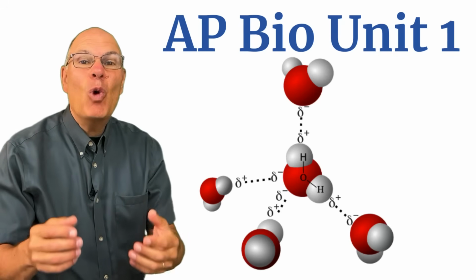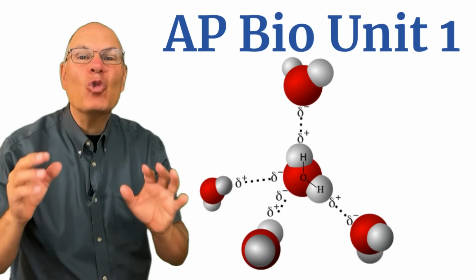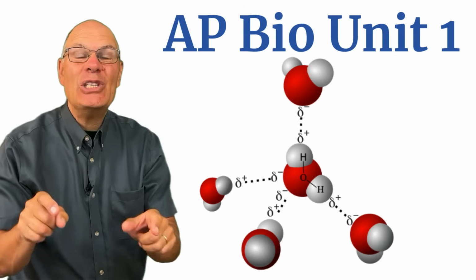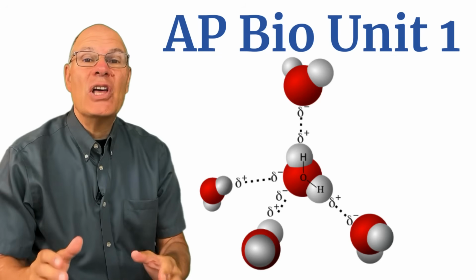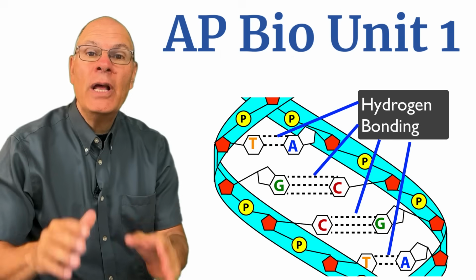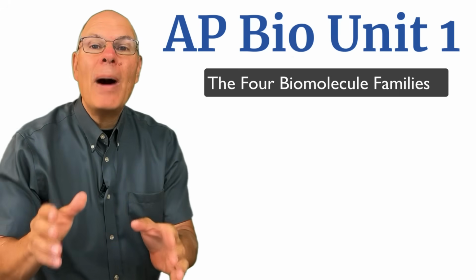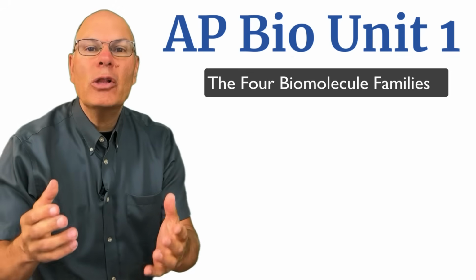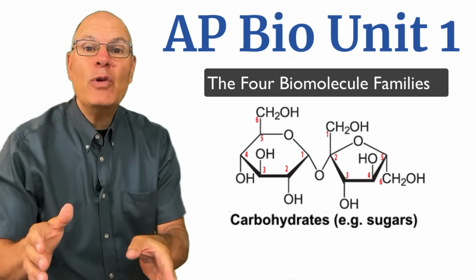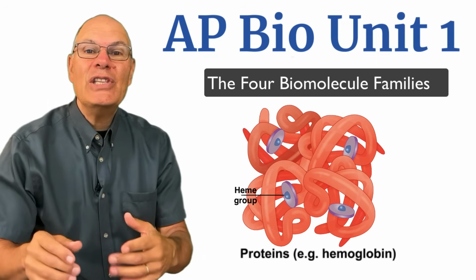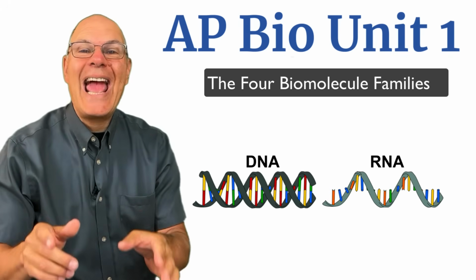AP Bio Unit 1 is the foundation for all of the great biology that you'll be learning this year. Unit 1 focuses on the chemistry and properties of water and hydrogen bonding, the elements of life, and the 4 biomolecule families that all living things are made of: carbohydrates, lipids, proteins, and the nucleic acids, DNA and RNA.